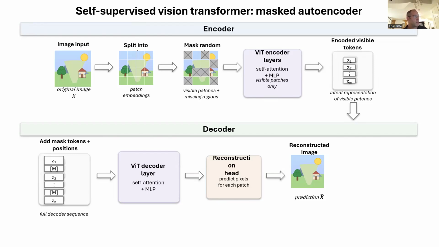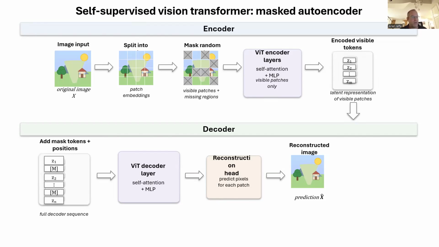Now notice that the input is larger than the output of the encoder, because the encoder output was only for the visible patches. But now, instead of the invisible patches, we put placeholders. So the length of this list of embeddings is the total number of patches, including those that we masked out.